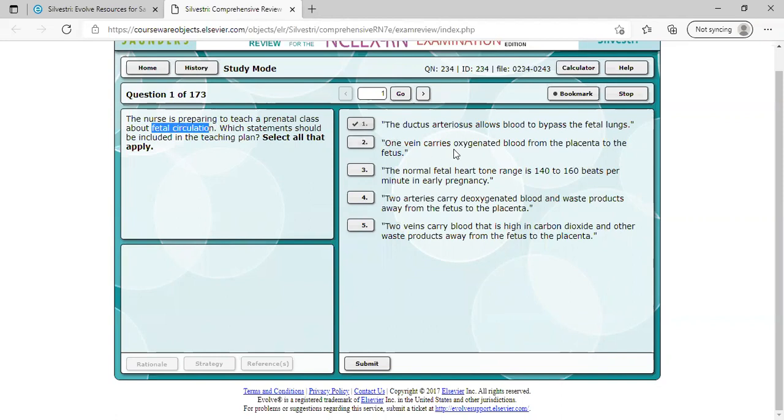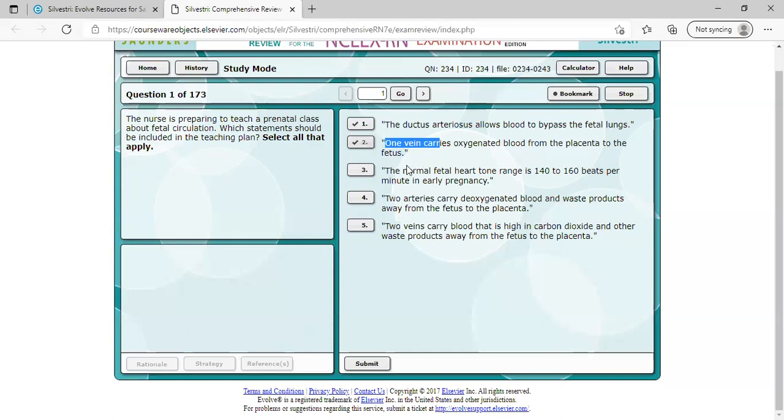One vein carries oxygenated blood from the placenta to the fetus. You see, one vein. Sometimes the NCLEX board asks how many veins and how many arteries. Actually, it is one vein and two arteries. So one vein carries oxygenated blood from the placenta to the fetus. It is true. We are learning here, right?